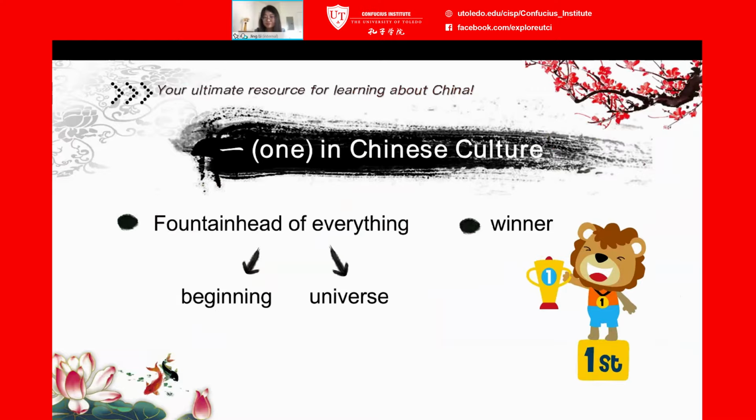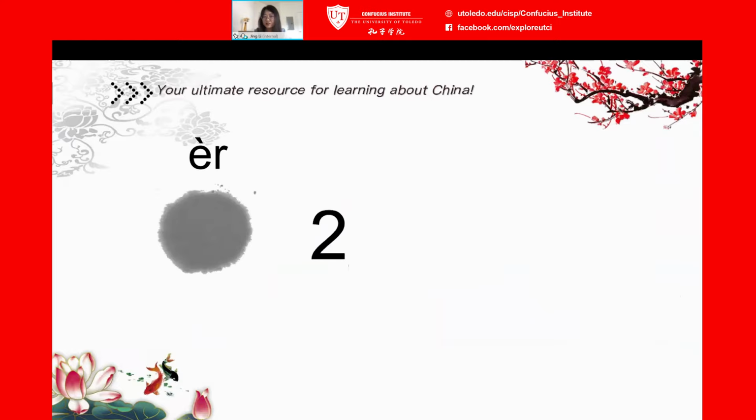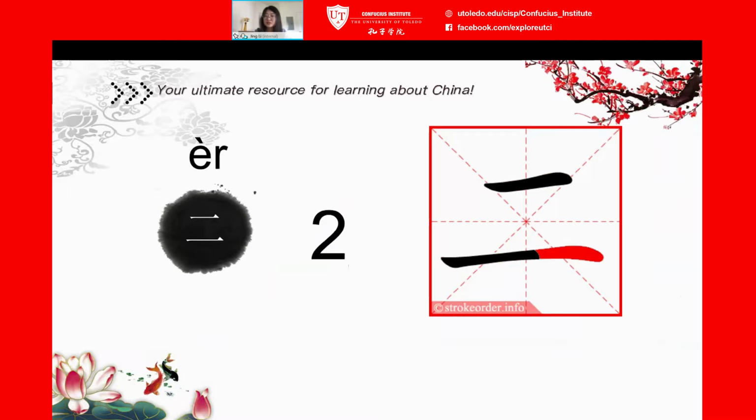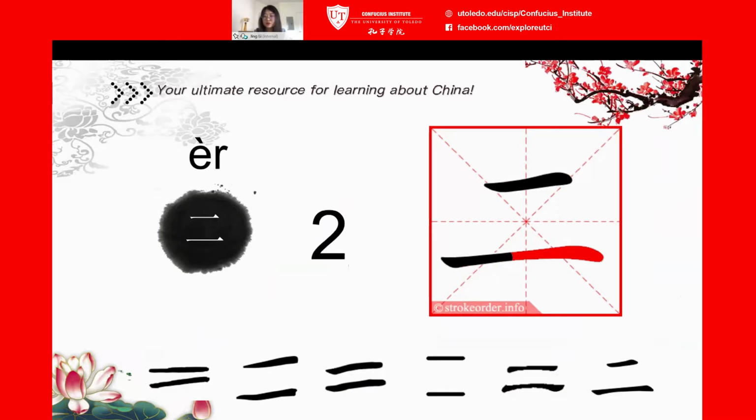Next number, number two, er. Er. Yes. You can follow me and repeat it. Er. How to write it? From left to right, two lines. In ancient China, people used two horizontal rods to show number two. Er. Number two, er.